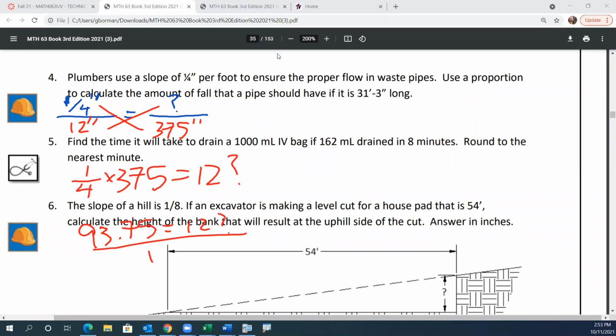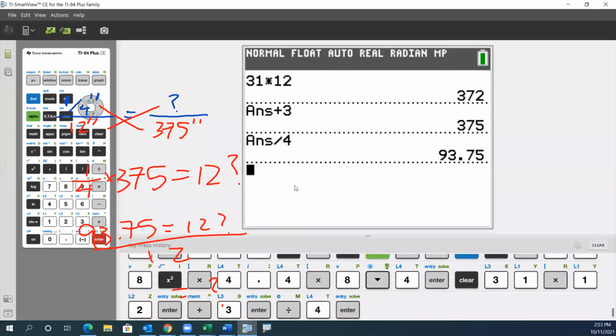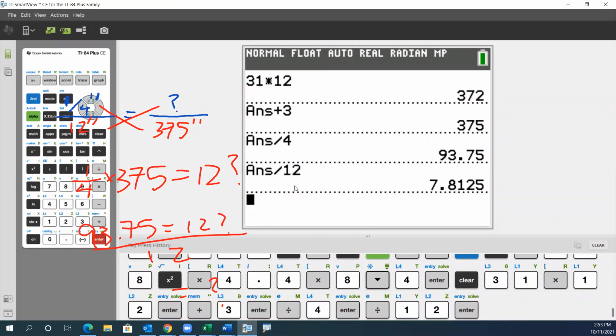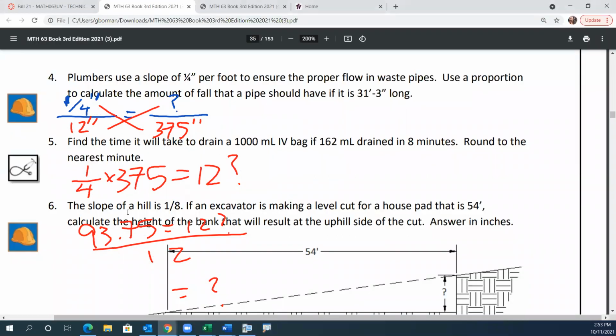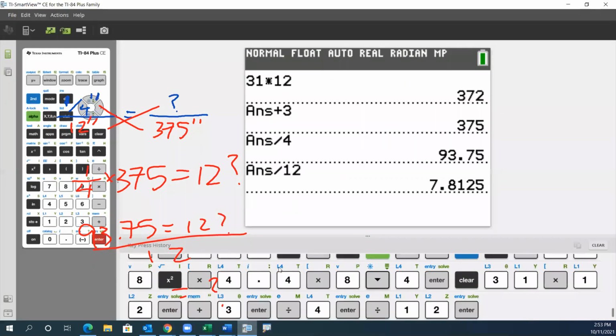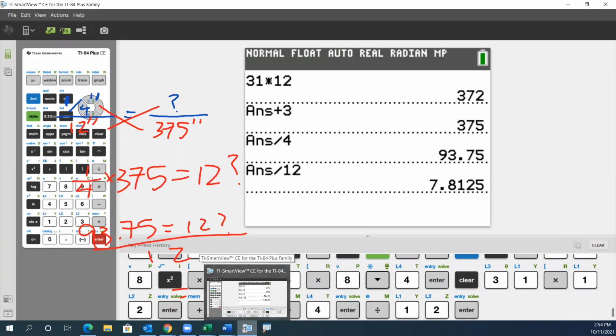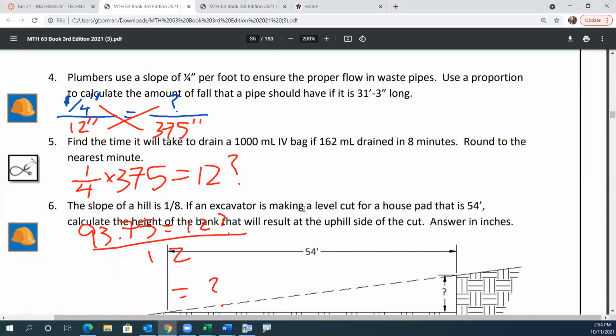Now it's time to divide both sides by 12. And so I'll take this, divide by 12, and I get 7.8125 inches. Now let's see, what does it say? How do I want to round this? It doesn't say how to round it off. Let's go feet and inches and the nearest 16th of an inch, just for practice. So we got 7.8125 inches. Well, I guess we don't need feet then. So the fall is only almost 8 inches.